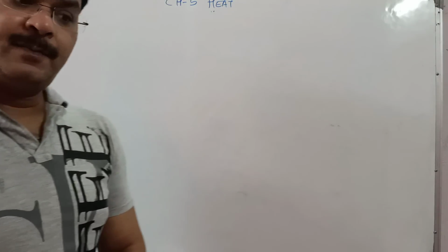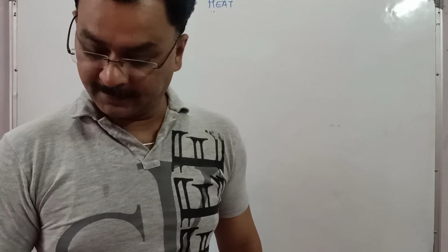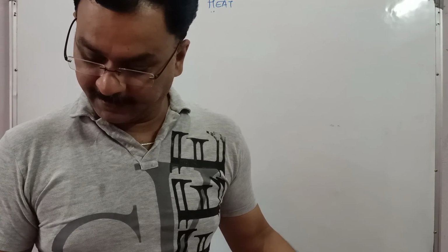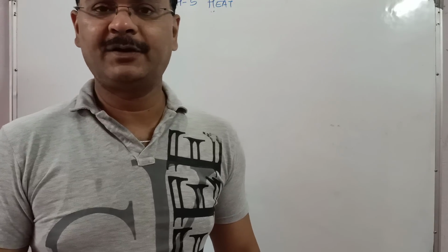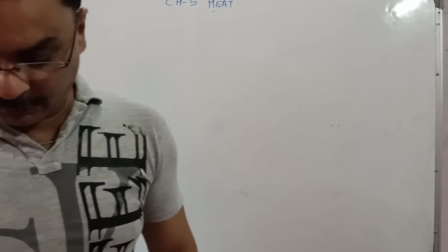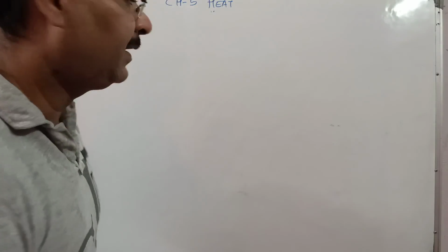Then we had learnt about the other temperature scales. They were degree Celsius, Fahrenheit, and we all know that the SI unit of temperature is the Kelvin scale. Now today we are going to derive a relationship between the three temperature scales.